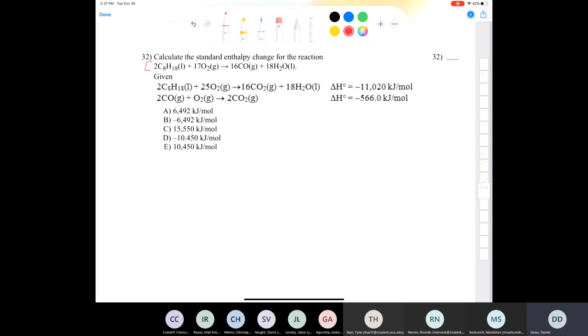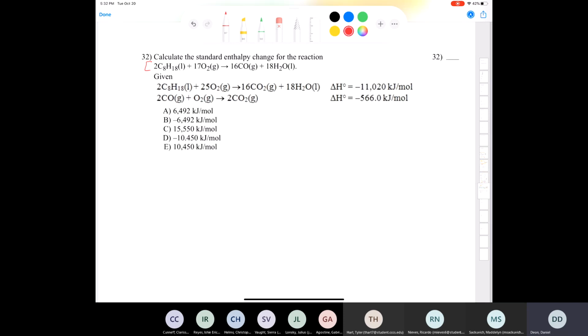Plus 18 moles of H2O. I think this is a typo, isn't it? Oh, no, it's not. Okay. Everything looks legitimate now that I'm looking at it a little more carefully. Anyhow, there we go. So what are we going to do here?